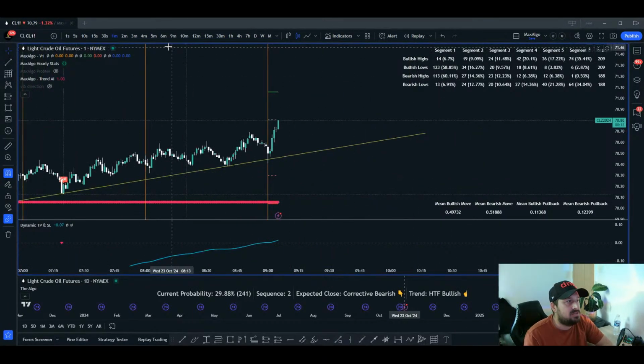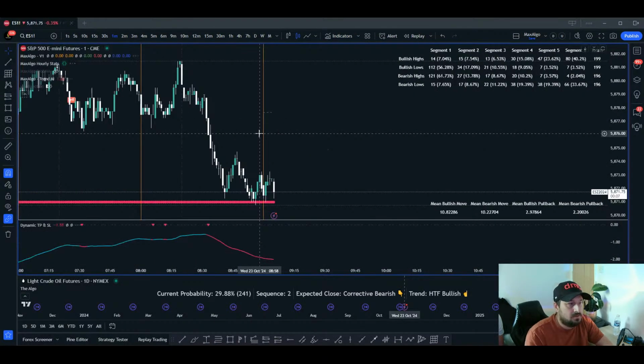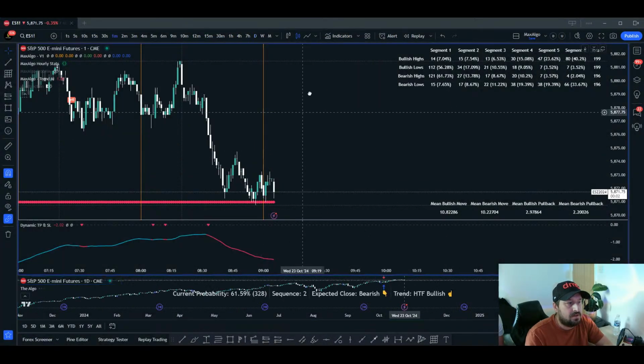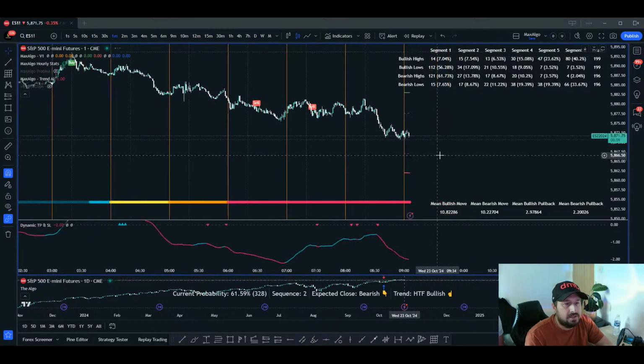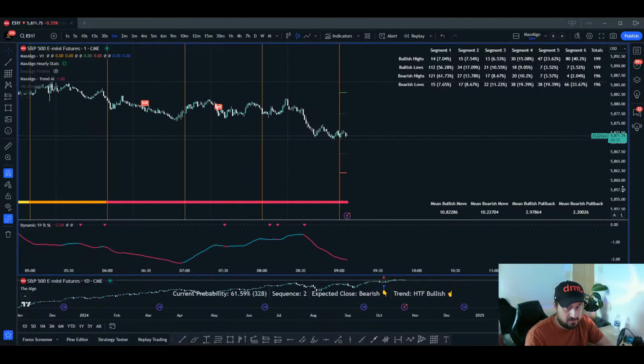Okay, so let's go into what these lines are. I'm just going to go back to ES because I've been using it. Here you can see this dotted line and strong line. Of all these hourly candles, it's giving you the mean bullish move and the mean bearish move. That is the strong green and strong red. It also shows the average pullback, the mean pullback, for a bullish candle, and the same thing for a bearish candle.